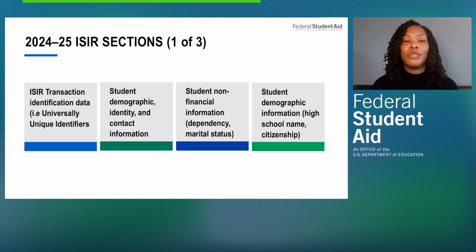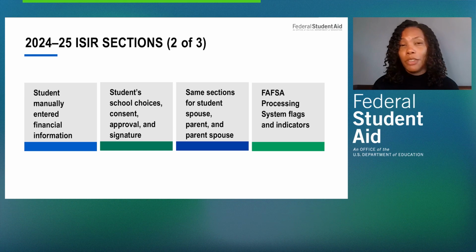Of course, you have your student demographic identity and contact information, or PII, as we say it in other places. You have your student non-financial information, which is your dependency status and your marital status information. We have student demographic information for high school name and citizenship. And then we have the student manually entered financial information if they were presented with the opportunity to manually enter financial information. I'll talk about that a little bit in a second.